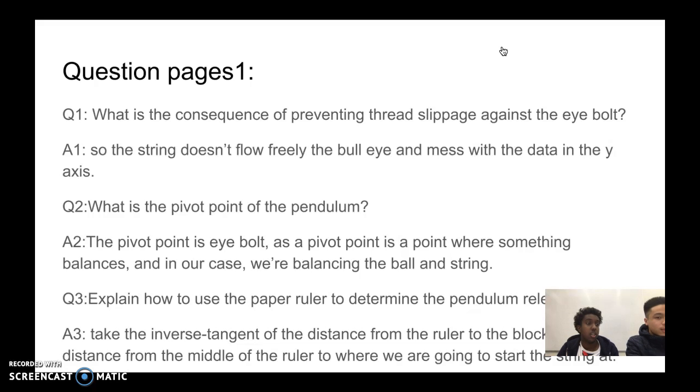What is the pivot point of the pendulum? The pivot point is the eye bolt, because the definition of a pivot point is the point where something balances. In our case, we're balancing the ball on the string.